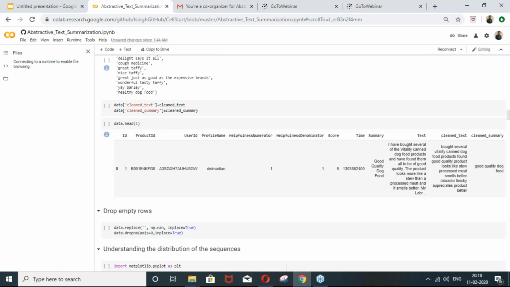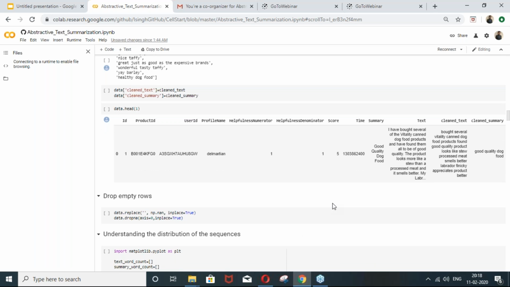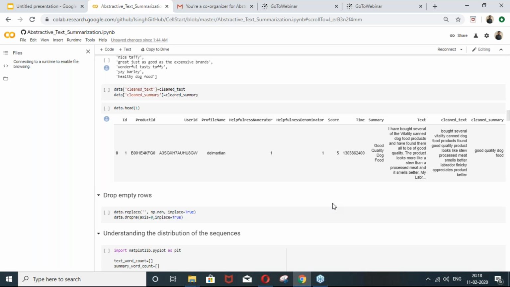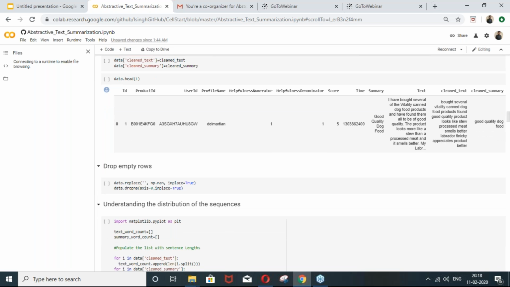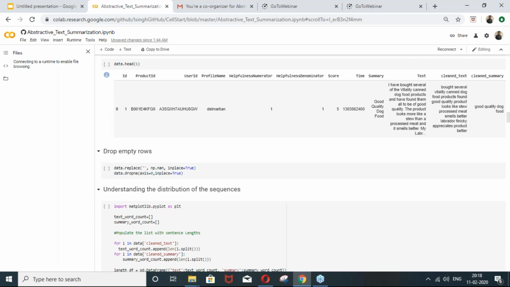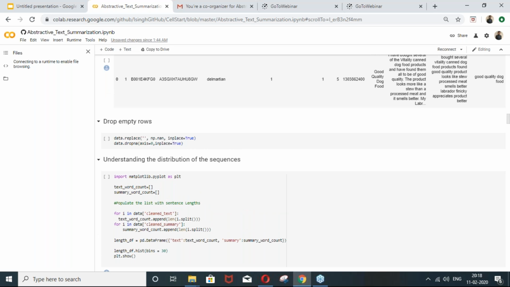Now this is again the data head. What we have is ID, product ID, text, and clean summary. You can see the summary "good quality dog food". As you can see, G, Q, D, and F are capital in this, but in our clean summary it is small. So till now it's going fine. Again, we will replace the empty rows after this.